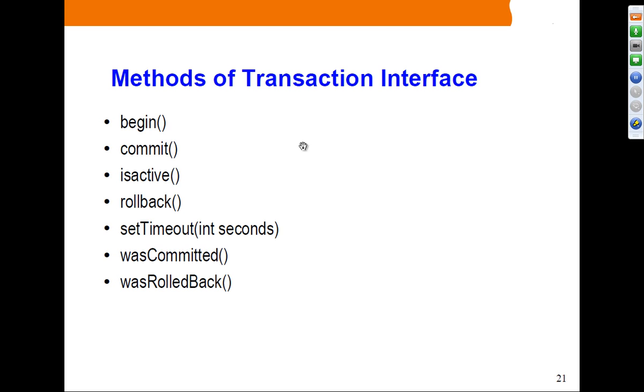Okay, so the methods of the transaction interface. Again, we have seen these methods being used in our sample code: begin, commit, and rollback. Those are the 3 methods that we have used, right? But you can also use other methods like isActive or setTimeout, and check whether the transaction timed out, was committed, or was rolled back.